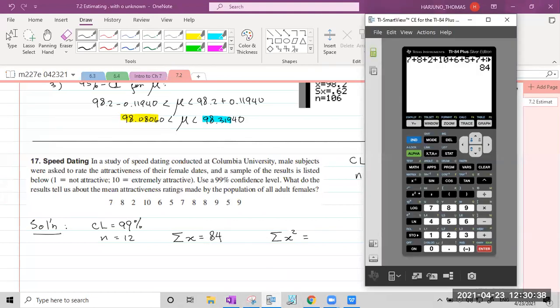Now, how about the sum of the square of the data? So 7 squared plus 8 squared plus 2 squared plus 10 squared plus 6 squared plus 5 squared plus 7 squared plus 8 squared plus 8 squared plus 9 squared plus 5 squared plus 9 squared. That's 642.